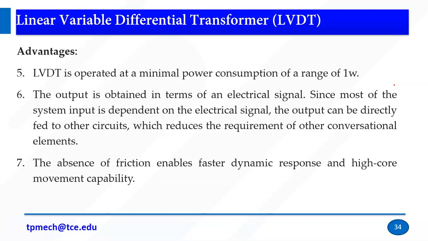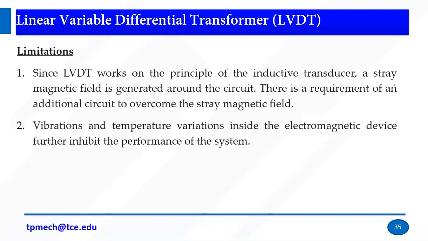Right, and it has minimal power consumption. The output is obtained in terms of electrical signals, I mean voltage variations, the output voltage. Since most of the system input is dependent on the electrical signal, the output can be directly fed into other circuits, so we can give this output to other systems. The absence of friction enables faster dynamic response. So without friction, dynamic response means if I give a small input, I can get the exact output.